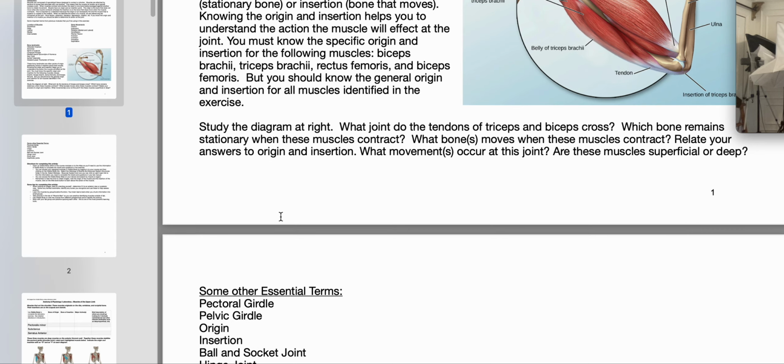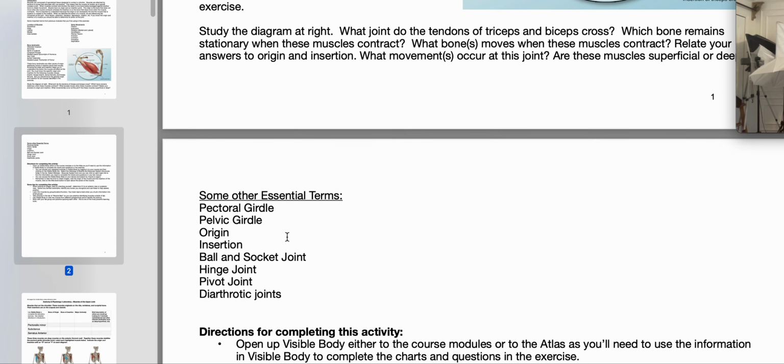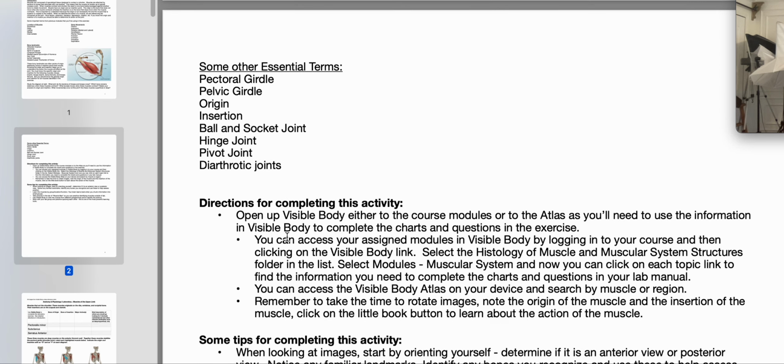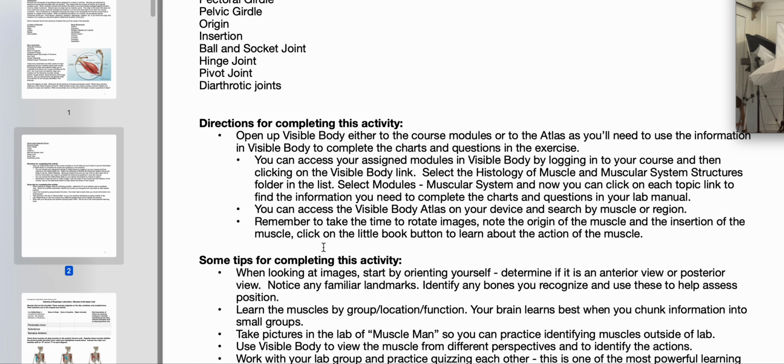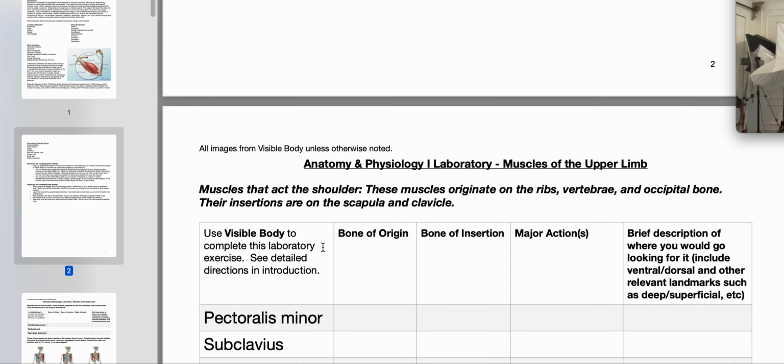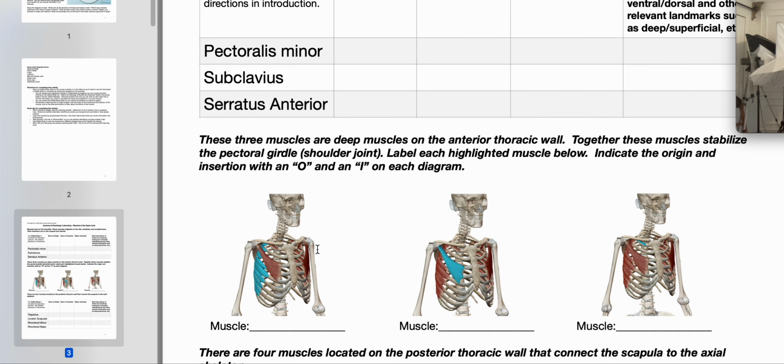So it'll give you this overview. Here are some important joints, because obviously if we're talking about muscles, we're talking about movement at the joints. And then there are directions on how to complete this activity. Basically the directions are this: open up Visible Body and use Visible Body to find the answers, because in this lab guide, all of the images come from Visible Body. So they should be very easy for you to look at in Visible Body and then know what they are to write it down. And the process of writing is what helps you to memorize.